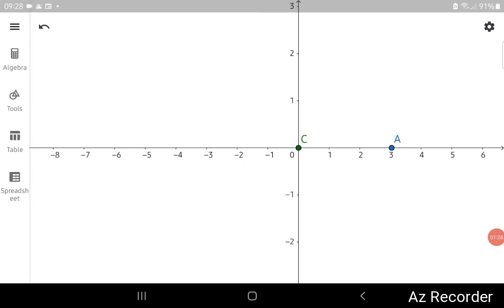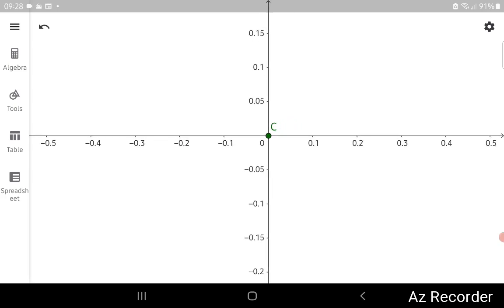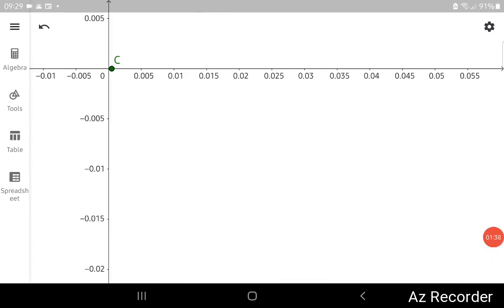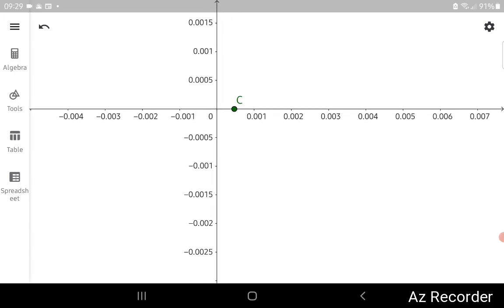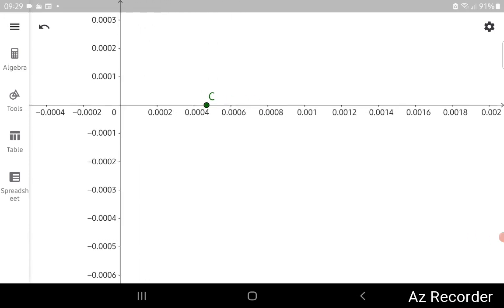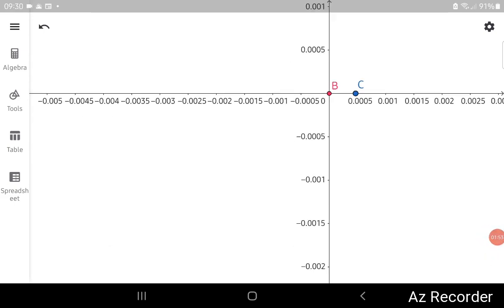Now let's look at the green point C. So now let me zoom in again, and when I zoom in beyond a certain extent, it appears again that C is not exactly 0. C is between 0.0004 and 0.0006.